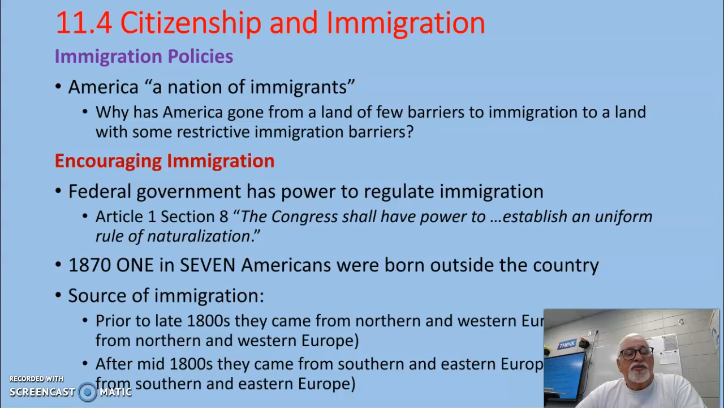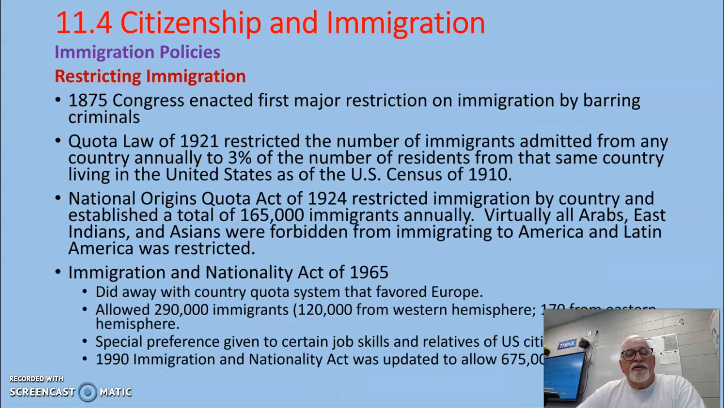And the sources of immigration prior to the late 1800s, most Americans came from Northern and Western Europe, countries like England, Norway, Sweden, Finland, Germany, places like that. But after the mid-1800s, they came from Southern and Eastern Europe, more Italy and France and Spain and Greece, as well as Eastern Europe, Poland, Russia, Bulgaria, Ukraine, places like that. And they are very different people. They tend to be more Roman Catholic in the South, and up in the northern part of England, they were Protestant. So all these changes affected America.